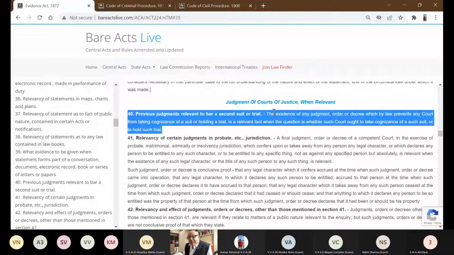Suppose, for example, the father or grandfather of A had filed a suit for a declaration against B that you are a trespasser, and B should be liable to be evicted. B took up the plea that he is not a trespasser. He has been in possession for several years and has acquired the status of prescription, that is adverse possession under Article 65 of the Limitation Act, and he has become an owner by adverse possession.